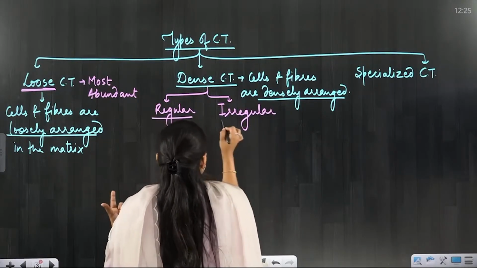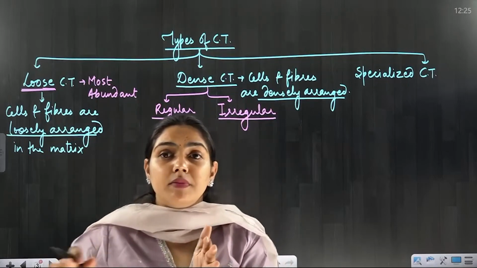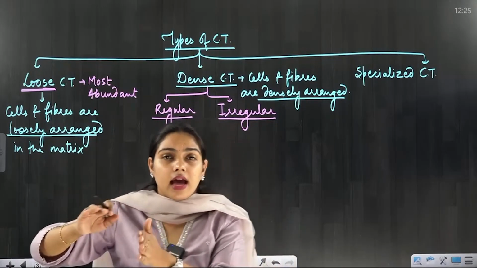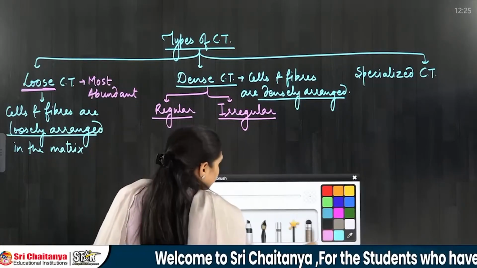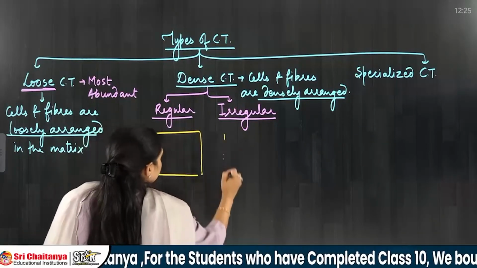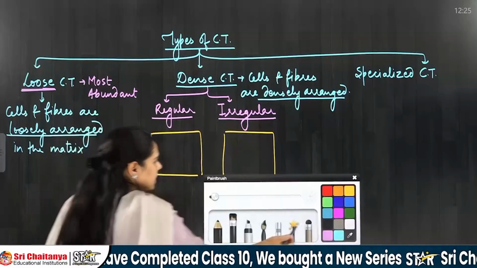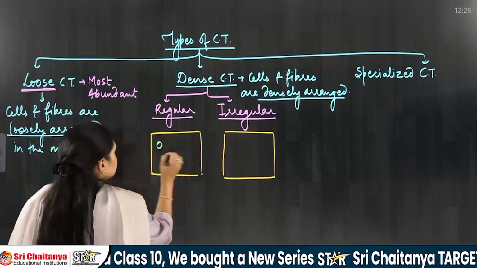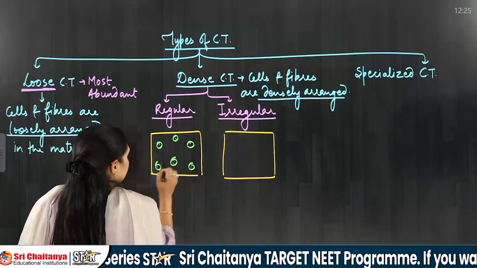So, regular and irregular arrangement can be there. Regular arrangement means they are having a regular arrangement. For example, let me just draw a rough diagram so that you can see. Let us suppose this is the matrix and this is also the matrix. If cells are present anywhere, one cell is present here, one cell is present here, one cell is present here, one cell is present here, like this.